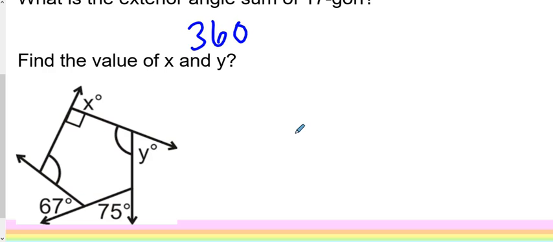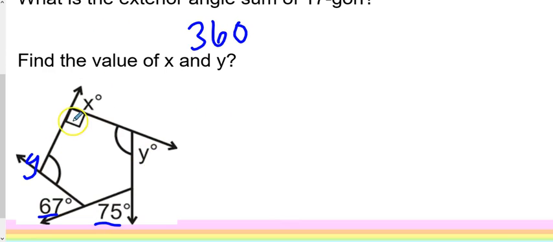Now this one has got a little bit of a challenge to it, so we've got to take our time. If we're looking at this shape, they gave us 2 angles already on the outside, 75 and 67. They also gave us that these 2 interior angles were congruent, which means that their exterior angles will also be congruent. So this will be y as well. Now we've got 2 values here though, so we can't just say x plus y plus 75 plus 67 plus y is going to equal 360.